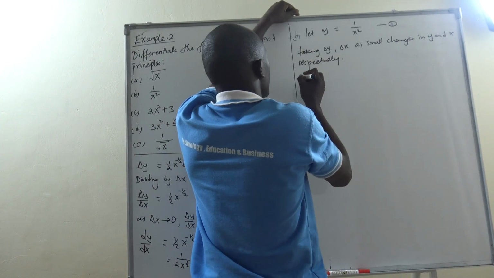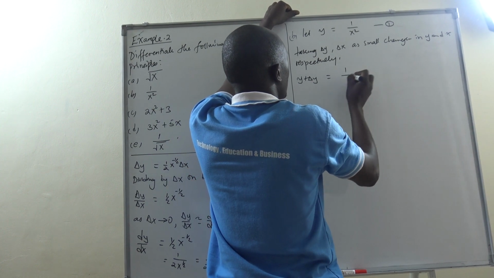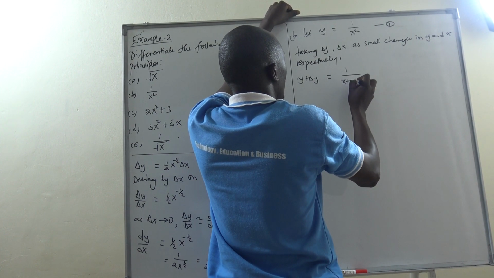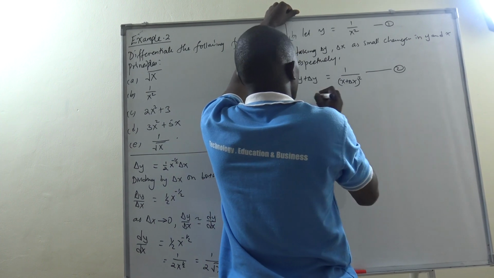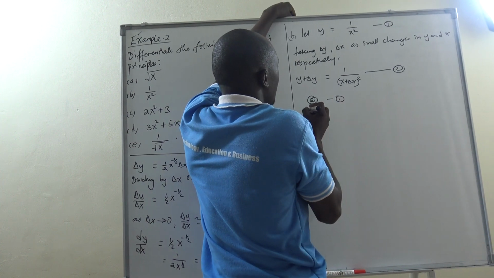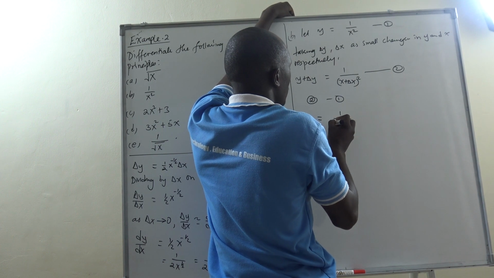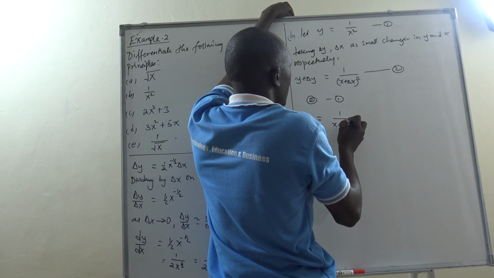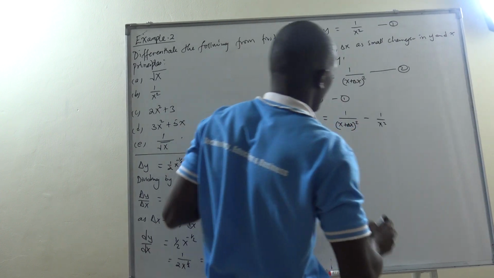So what are we going to have? We have y plus delta y equals 1 out of x plus delta x, the whole of it squared. And I say this is the second. Then from equation 2 minus 1, what am I having? I'm going to remain with delta y equals 1 out of x plus delta x, the whole of it squared, minus 1 out of x squared.